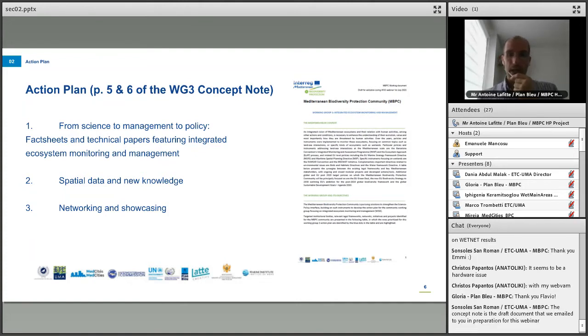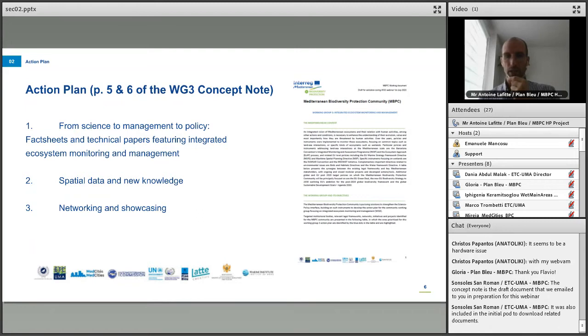So the three main proposed actions are: the first one is very important, from science to management to policy. The second one is also important. It's regarding spatial data and new knowledge produced. And the last one is regarding the networking and showcasing of integrated best practices. Regarding from science to management and to policies, the fact sheets and the technical papers featuring integrated ecosystem monitoring and management will contribute to this first action.